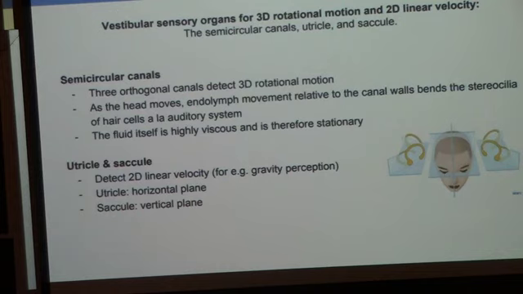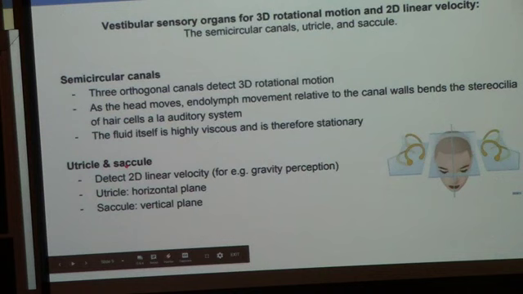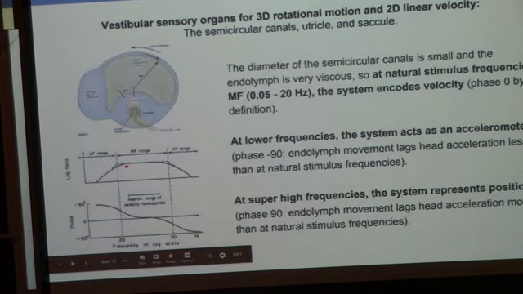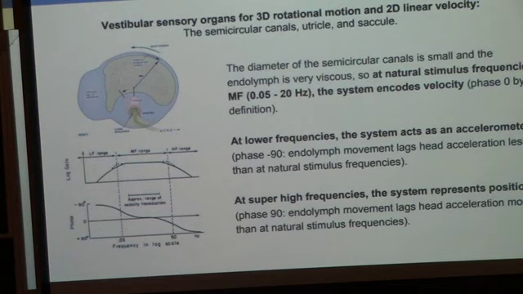So the fluid itself is highly viscous and therefore stays stationary. You also have the utricle and the saccule, which basically detect 2D linear velocity, with utricle being in the horizontal plane and saccule for the vertical plane. You don't need to know more about the utricle and saccule than that. Okay, so now we'll talk about how exactly the vestibular organs are able to detect that.